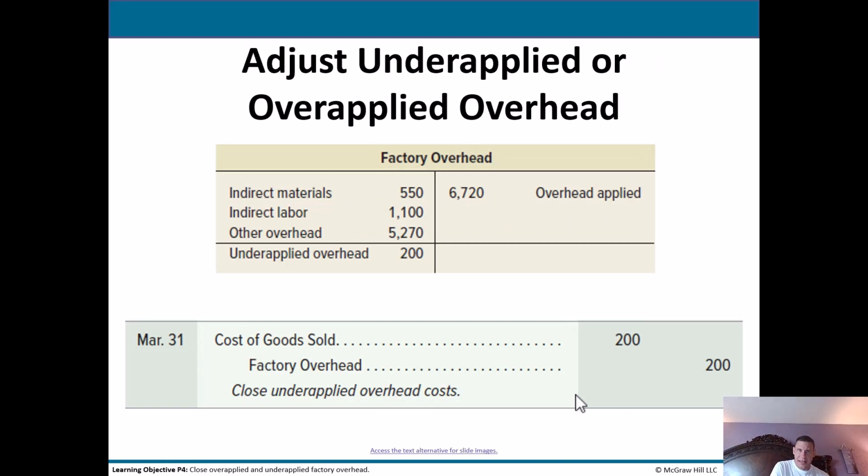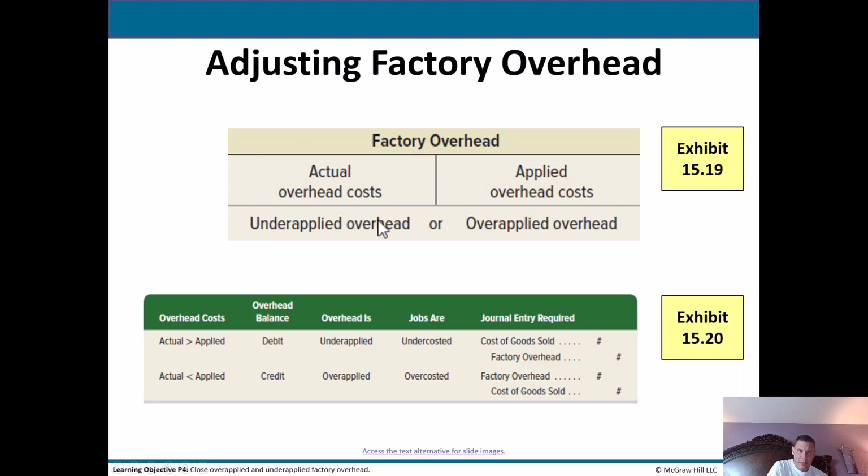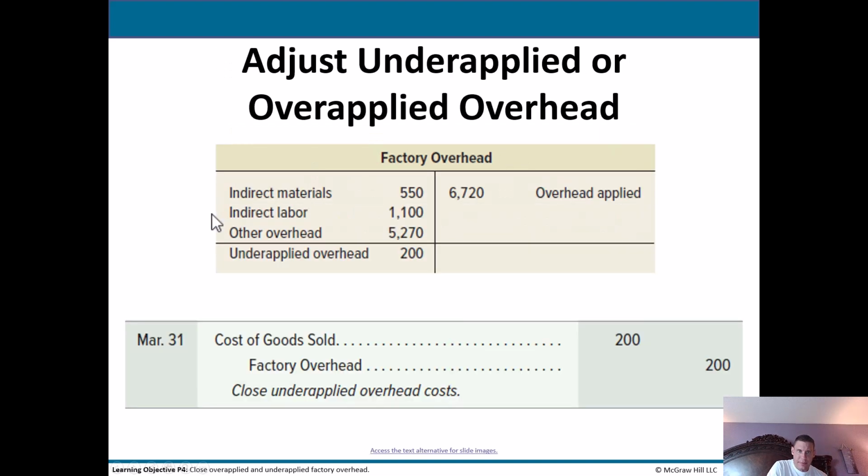So here you see an example, right? We've got the factory overhead account. You can see that there was 6,720 of overhead applied. That was the scenario we've been working on here. And then you can see that if you add up all these, this obviously would be 6,920, right? Let's see, yep, 6,920. So you can see here that we have 200 more on the actual side. Remember, the actual side is the left, the applied is the right. So we've got 200 more on the actual side.